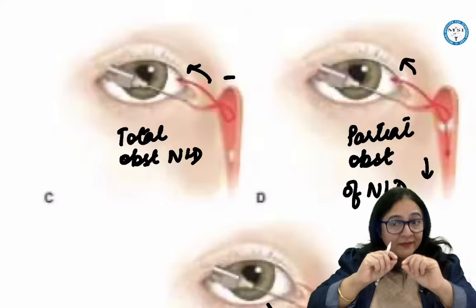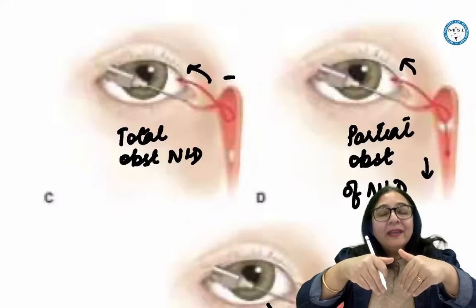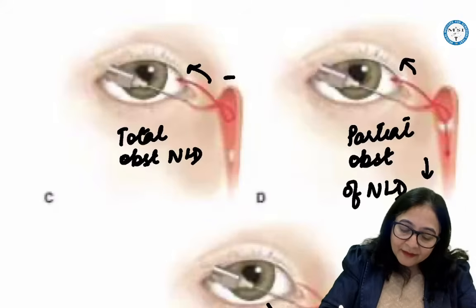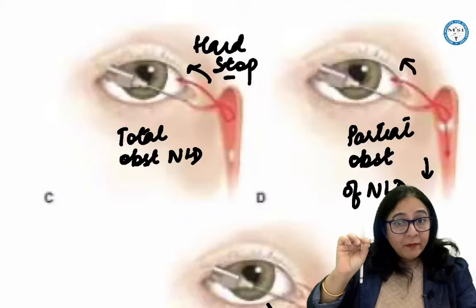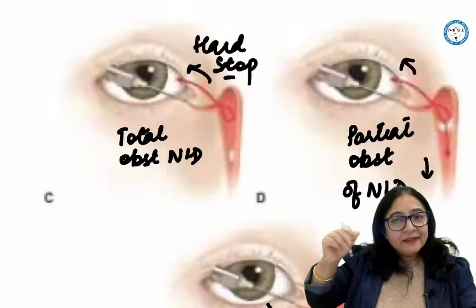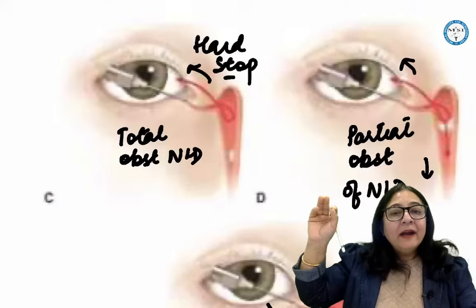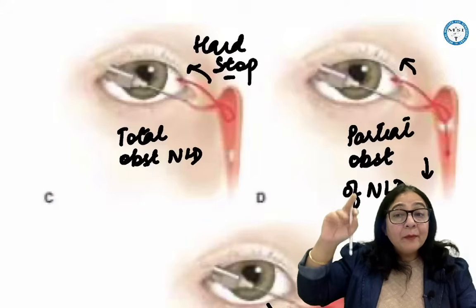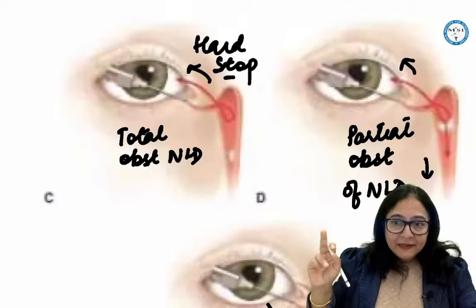So once you have gone to the lacrimal sac area, the cannula does not go any further. We call it a hard stop because you touch the bone. You feel a hard stop, and when you inject, when you do the syringing, the fluid is coming from the opposite punctum. So a hard stop with fluid coming from the opposite punctum means total obstruction of the nasolacrimal duct.